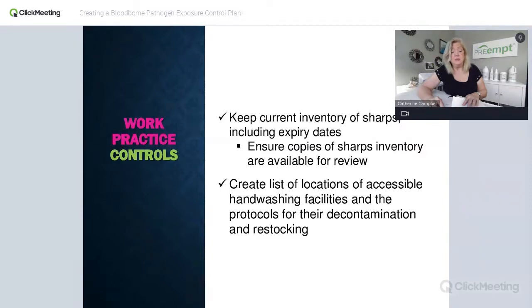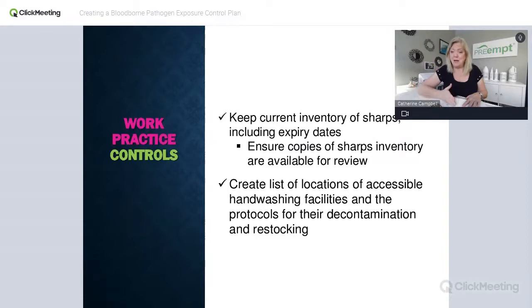Work practice controls include keeping inventory of sharps, including the expiry dates, because it's always first in, first out. We want to make sure that that, in fact, is what's happening. So keep a list of your sharps, keep a list of their expiry dates. Create lists of locations of acceptable hand washing facilities and the protocols for their decontamination and stocking.